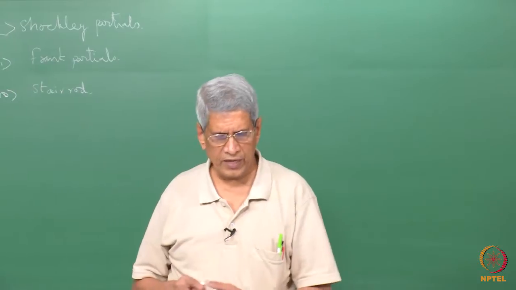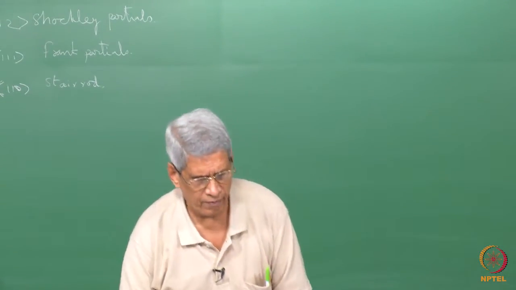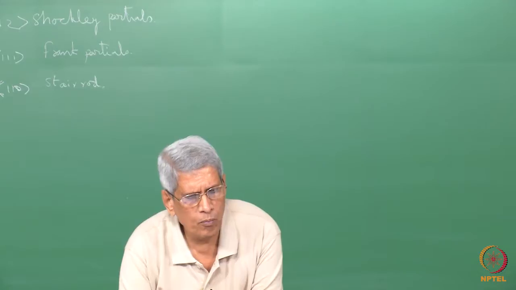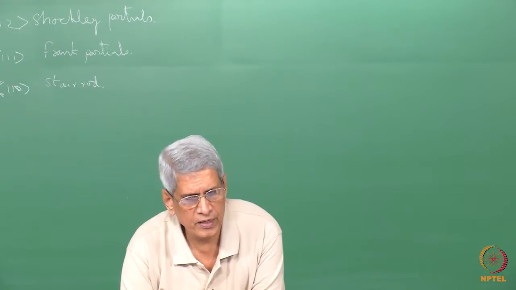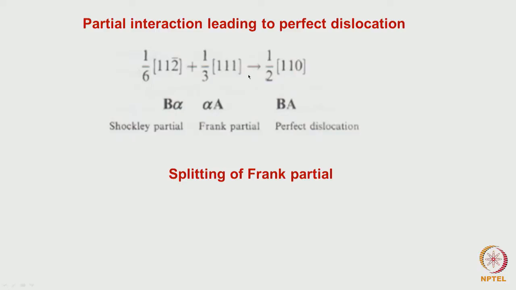Suppose we are considering a case where there is a Frank loop lying on a {111} plane, correct. This one is a partial. This is also lying on a {111} plane, and these two partials interact. What happens? They generate 1/2 <110>, correct. That means that the fault is removed, because this dislocation has become a perfect dislocation. But in which plane will this dislocation be lying?